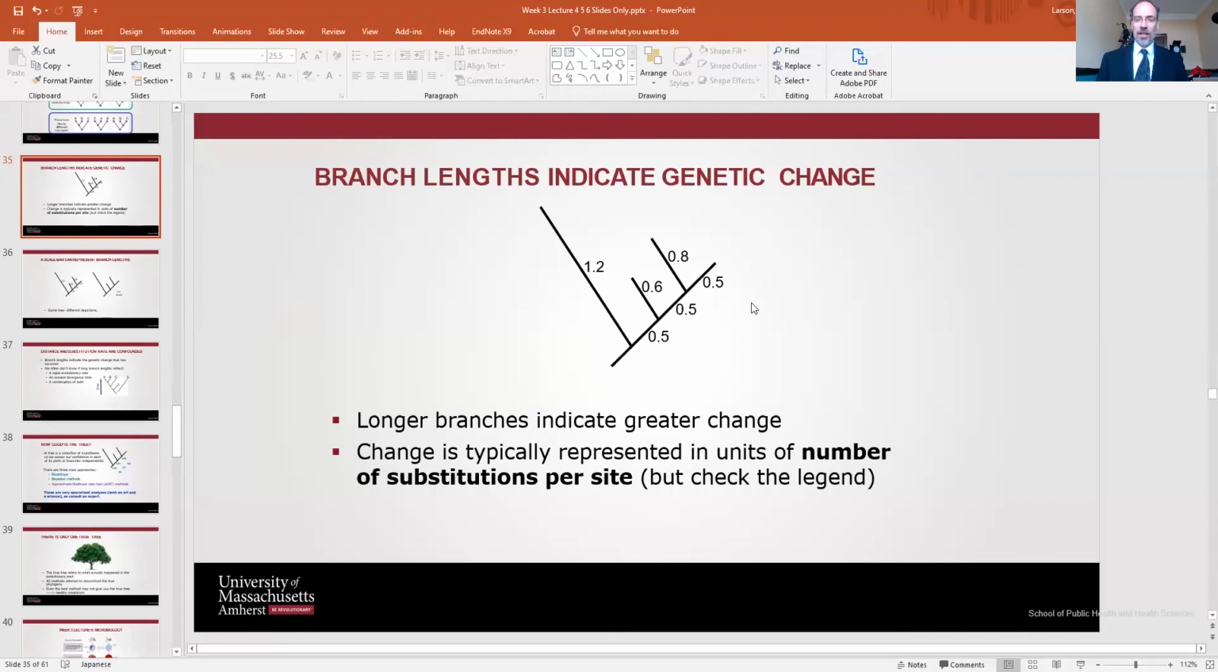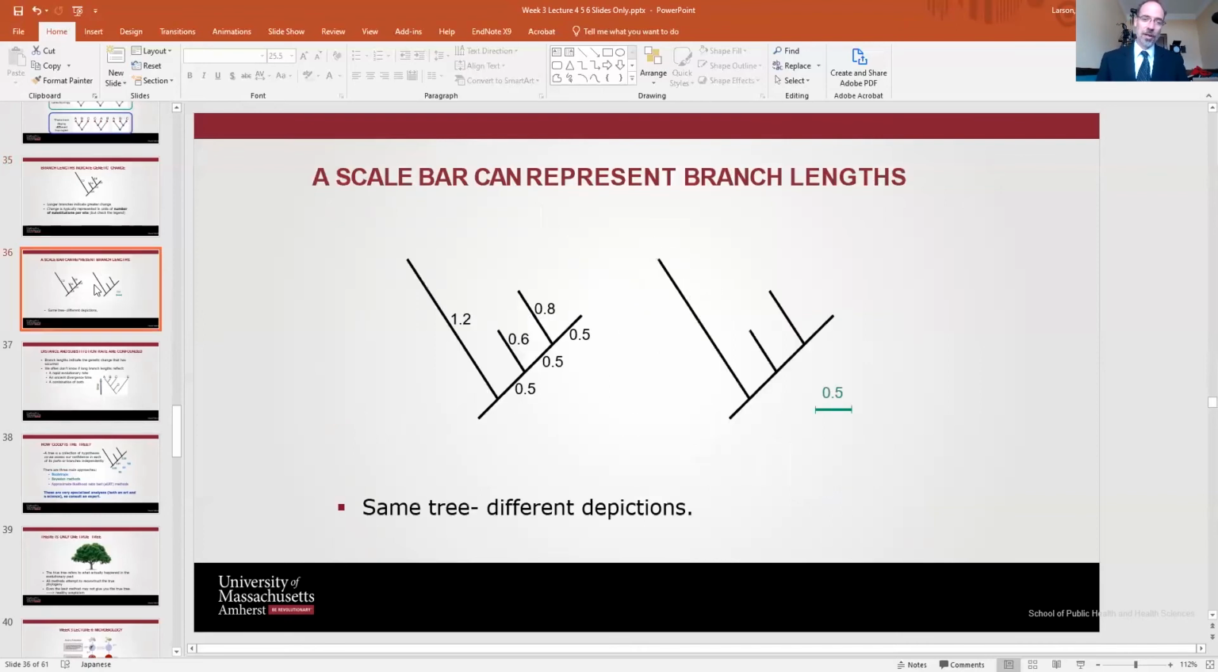And I have to say that you don't always see this. For pathogen research, certainly you do, but sometimes you just see trees, because often genetic change can be somewhat difficult to get at in some cases. So if you don't see numbers, don't be surprised. A scale bar can represent branch lengths. So here's your scale bar here to tell you different branch lengths instead of the numbers here.